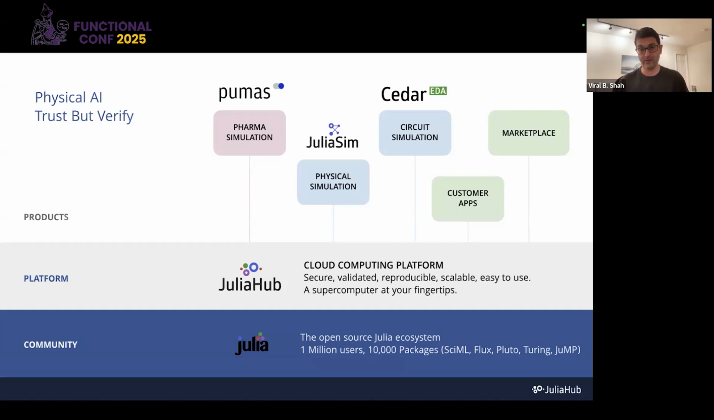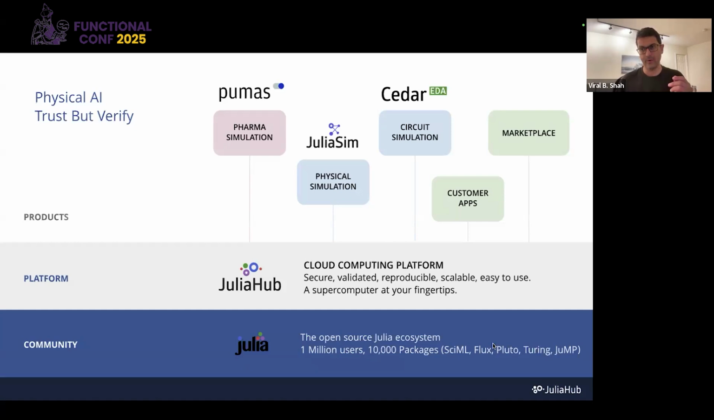and this is how we structure ourselves as a business, which allows us to go and solve some really tough and interesting problems out there, but also continue our investments into the open source Julia ecosystem and grow them over the years. So at the bottommost layer, if you think of this as a stack, we have Julia, which has over 1 million users, over 10,000 packages, the SciML ecosystem, the Flux ecosystem, the Pluto ecosystem, the Turing ecosystem, the JuMP ecosystem.